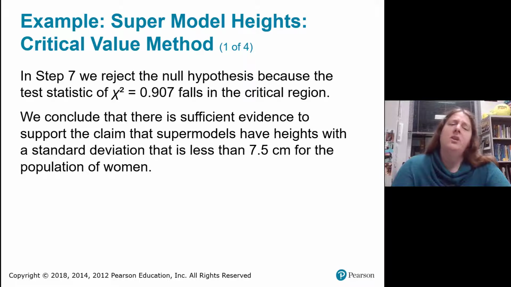All right, so in step 7, we reject the null hypothesis because the test statistic falls in the critical region. We conclude that there is sufficient evidence to support the claim that supermodels have heights with a standard deviation that is less than 7.5 centimeters for the population of women.